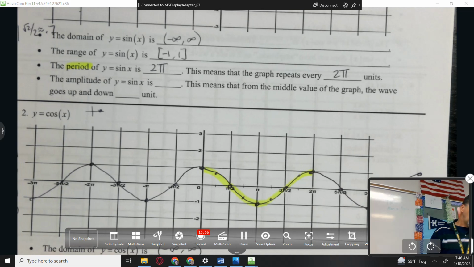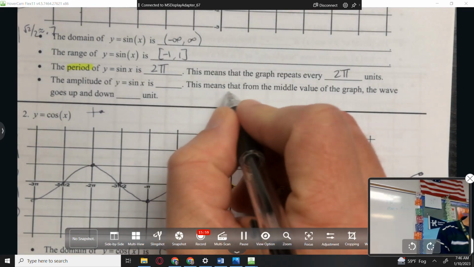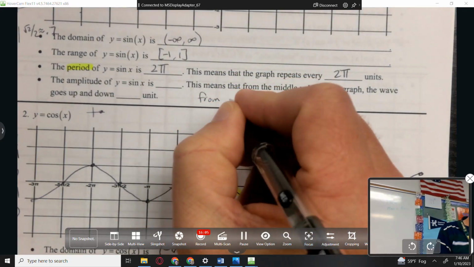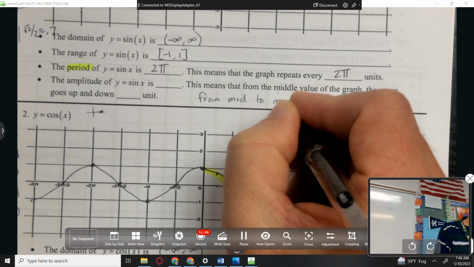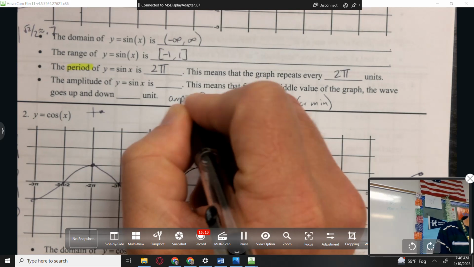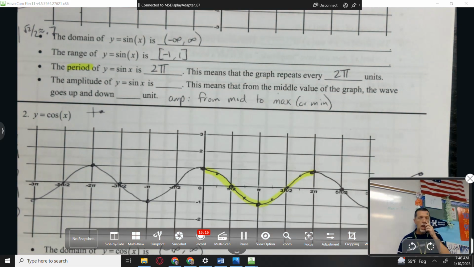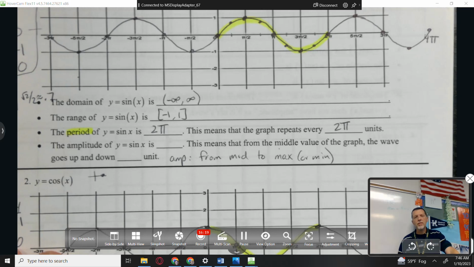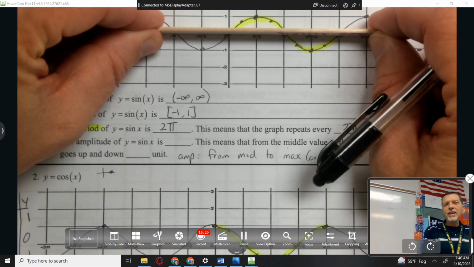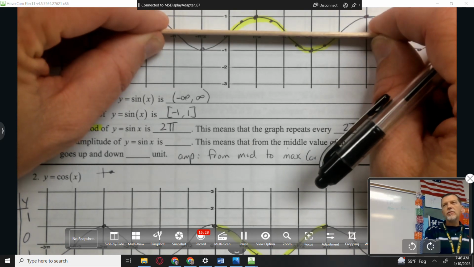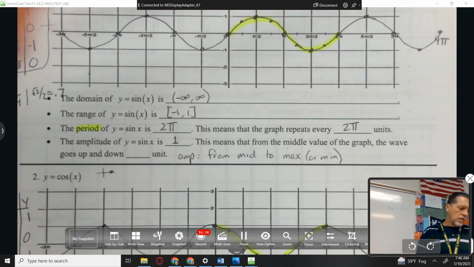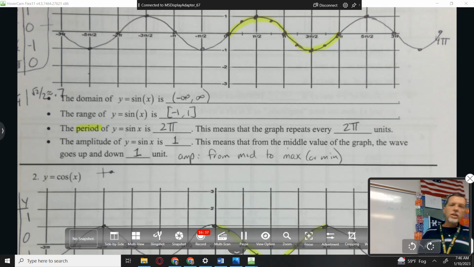Amplitude. The amplitude, here's the definition, is from the middle of the graph to the maximum, or the minimum, since the middle's in the middle. That's what amplitude is. From the middle to the max. From the midline to the maximum. So there's my average value, my middle line. So how far is it from the middle of the graph to the max? 1. The wave goes up and down 1 unit.